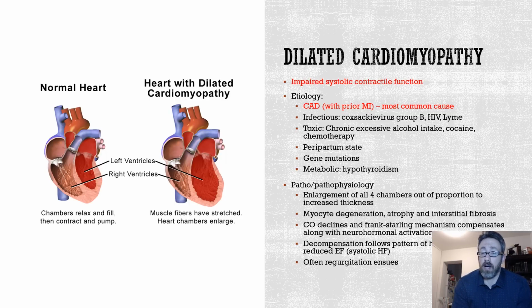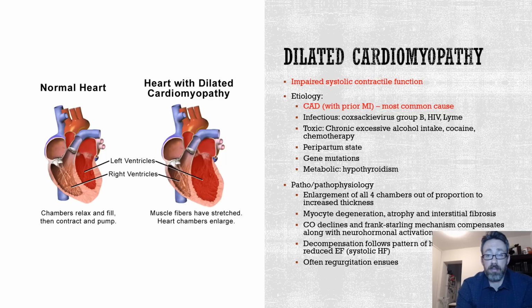All right, so now I'm talking about the cardiomyopathies. These are disorders of the muscles themselves, okay? Now, there's three types. We have dilated cardiomyopathy, all right? We have hypertrophic cardiomyopathy, and we have restrictive cardiomyopathy. So those are the three categories.